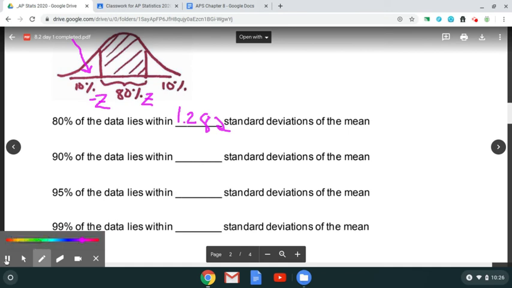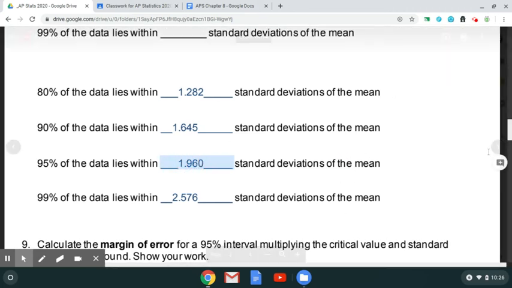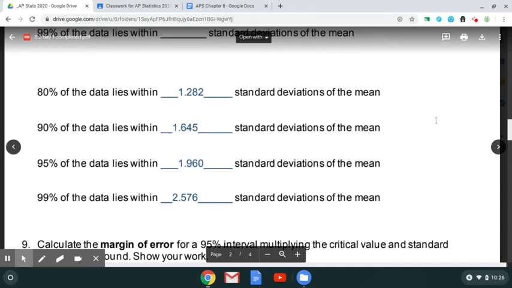All right, let's see how you did. So 80% of the data, and there are the results. Now, I want to point out that if you remember from the empirical rule, we said 95% of the data lies within 2 standard deviations of the mean. Well, if you notice right here, we kind of lied to you. It's not exactly 2, but it's close enough. We're going to be using 1.96 for our critical value.